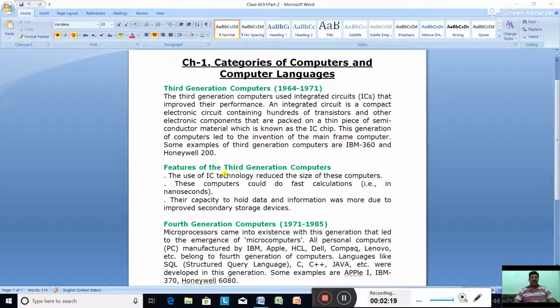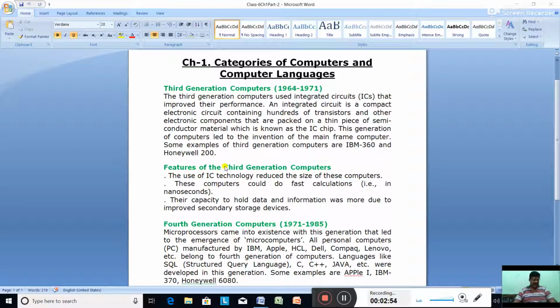Then we discuss about the second generation of computer. In the second generation of computer, the main component was transistor, and the time period was 1956 till 1963. Okay, and the size of these computers was smaller than the first generation. It was faster and more reliable than the first generation. During this period, some high level languages like COBOL and BASIC were developed, and the computers were Univac and Leo.